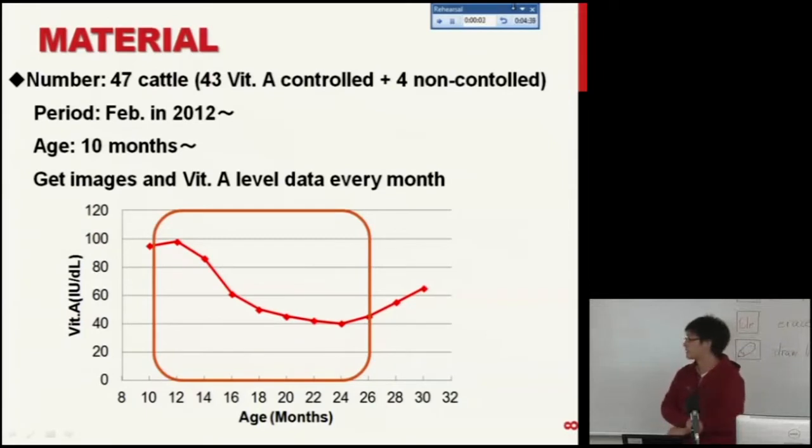Here are the materials of this year. 42.7 cattle are used in this experiment. And the experimental period is from February 2011. At that time, the cattle's age is about 10 months old. Every month we get images and vitamin A level data.